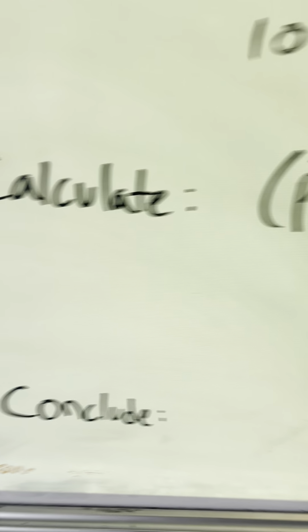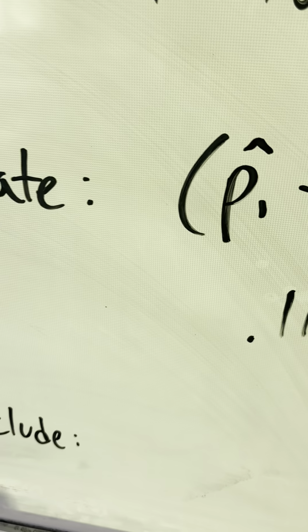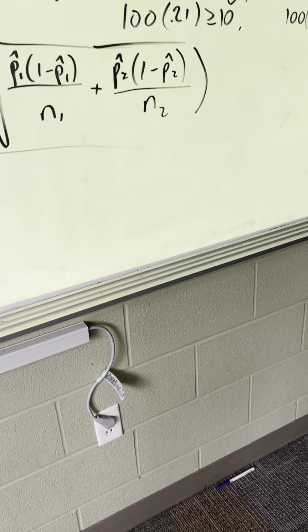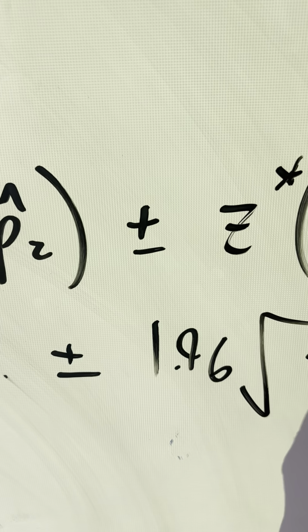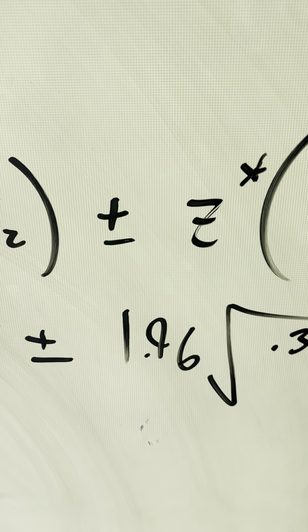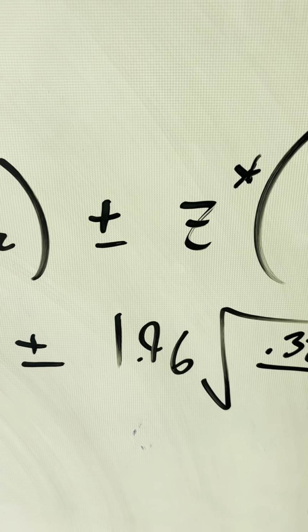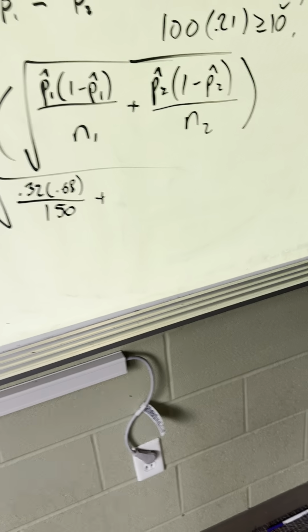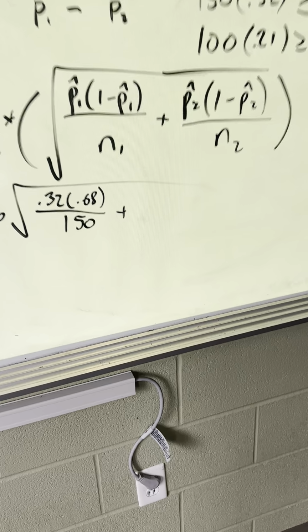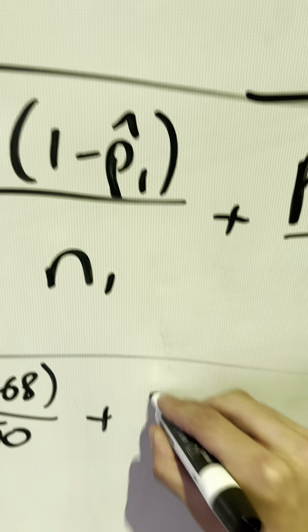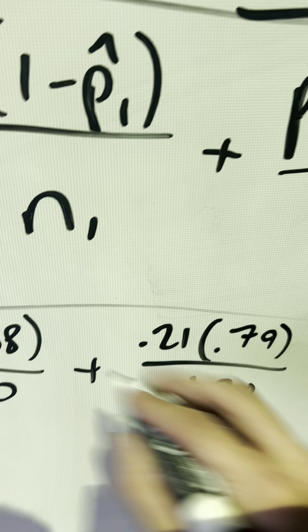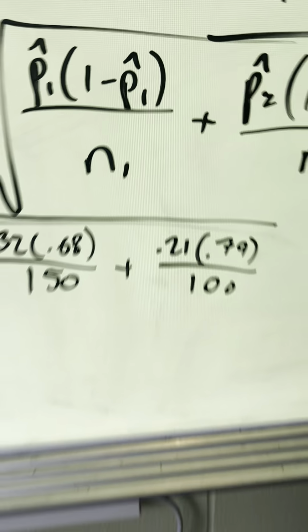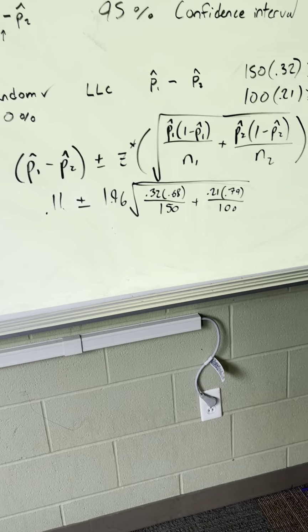So we've got 0.11 plus or minus 1.96 times the square root. And we are going to be just doing this whole thing out. I'll fill in the blanks, but just make sure that you are doing this carefully. We have 0.32 times 0.68, I believe, and then divided by 150. Let me just check to make sure that we have this accurate. Perfect. And then we've got plus 0.21 times 0.79, and that's going to be divided by 100. Make sure we are remembering our square root at the very end. But this is how we set this up.